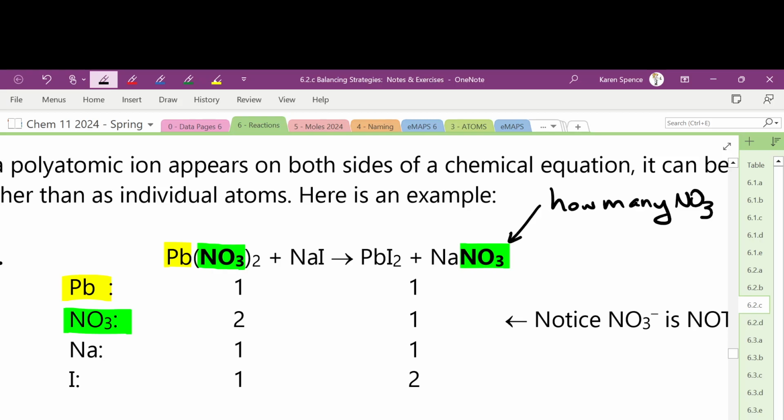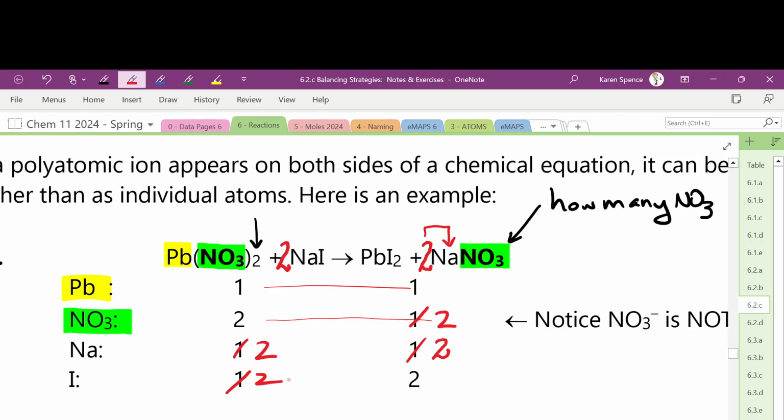So I don't know that it really matters. I'm just going to choose this one. I'm going to balance my NO3 first, because why not? I've got 2 on the left, so we can put 2 in front of the NO3 compound. That gives us 2 NO3s, and that changes Na to 2. Lead is good. Nitrate is good. NaI is not good, but if I put a 2 in front on the left-hand side, that fixes both of them. Okay?